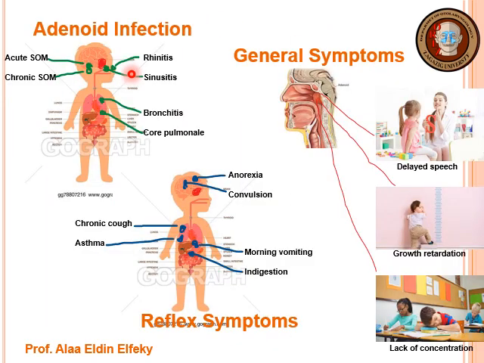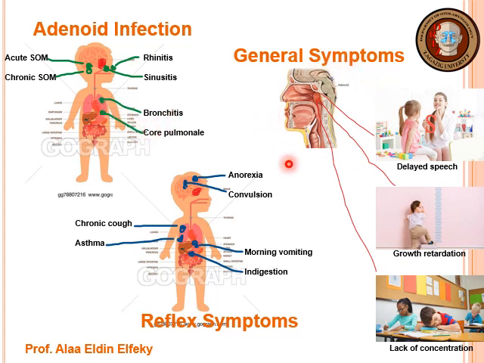Now, what about the symptoms due to adenoid infection? First, to the nose, rhinitis and sinusitis. To the ear, acute suppurative otitis media and chronic suppurative otitis media. To the chest, bronchitis and cor pulmonale.